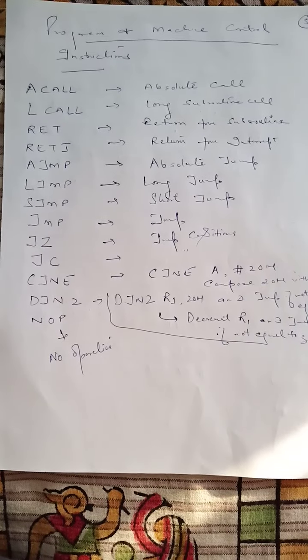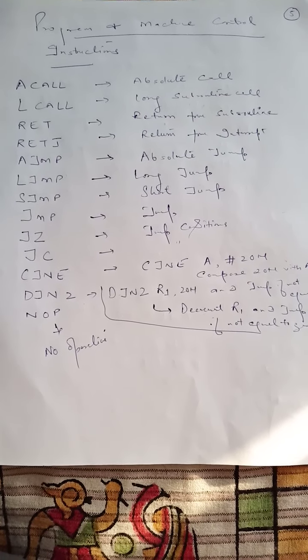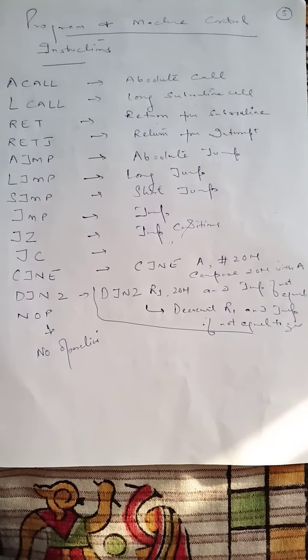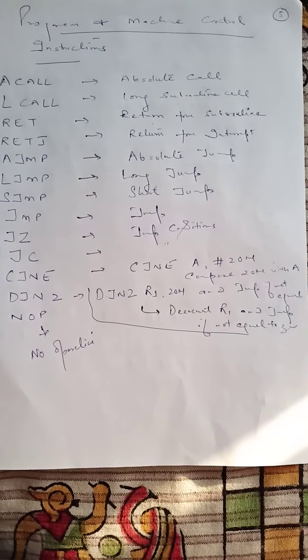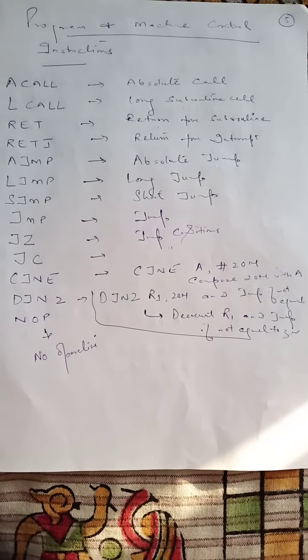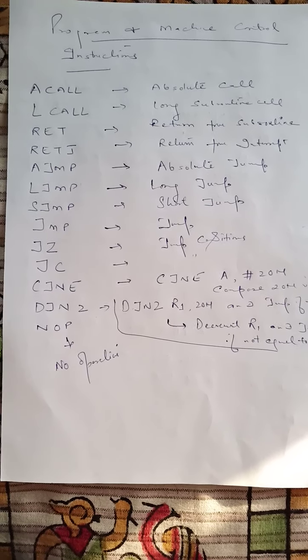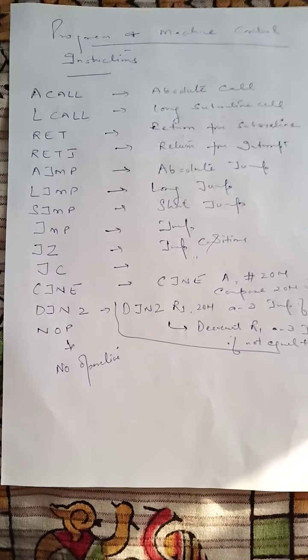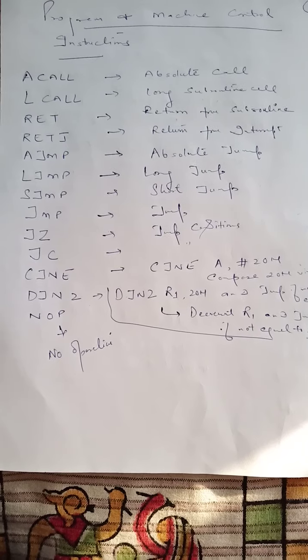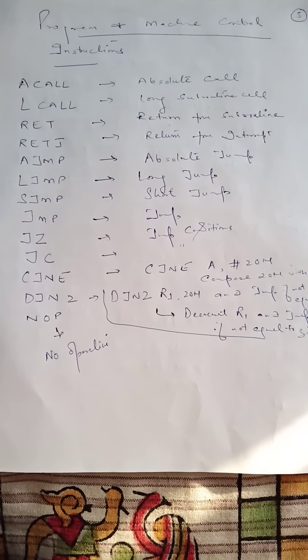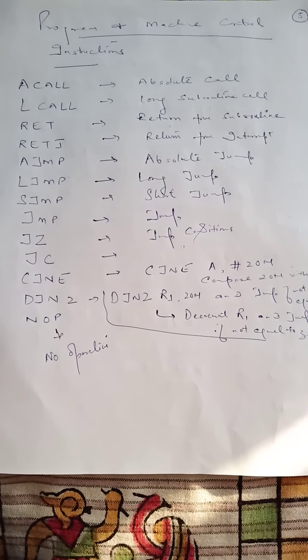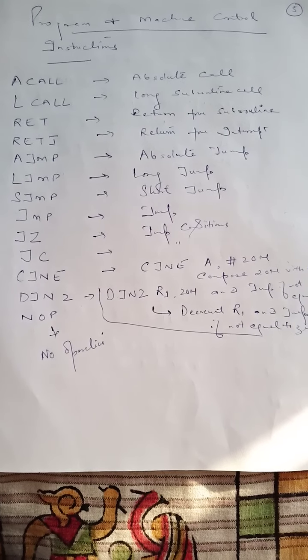So the next is program and machine control instructions. As in the case of 8085 and 8086, we were using transfer of control instructions in the form of interrupt, or you can say in the form of call. We know that there is a command in 8085, that is, call subroutine. Similarly, in the case of 8051, there is a provision of call subroutine.